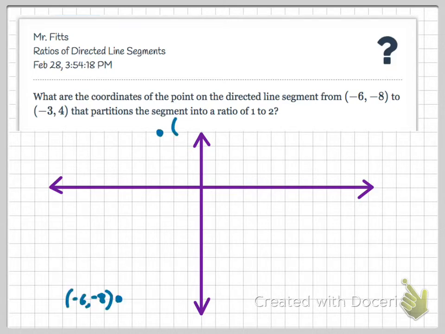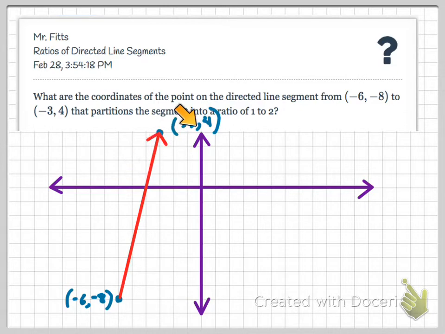So I'm going to plot those 2 points, (-6, -8), down here, and it's going to (-3, 4). That is how we're going to divide the line segment. We're going to divide it into 1 to 2. So there's going to be one part on this side and 2 parts on that side. So we would have 3 parts in all. So this side of the line segment would be 1/3 of the entire line segment.